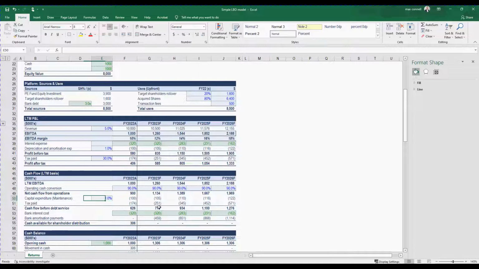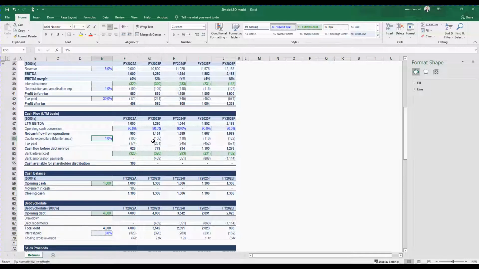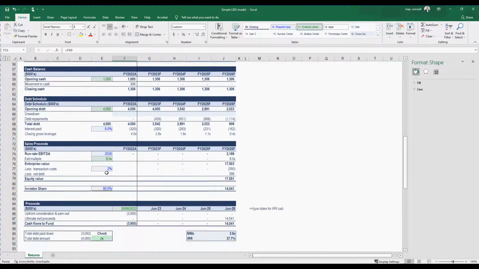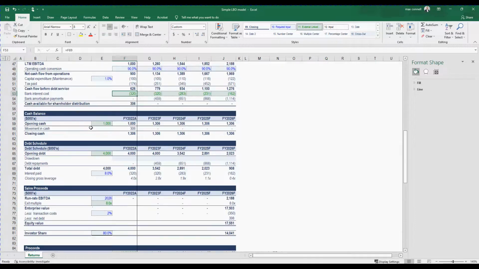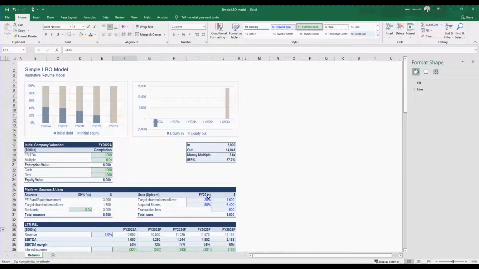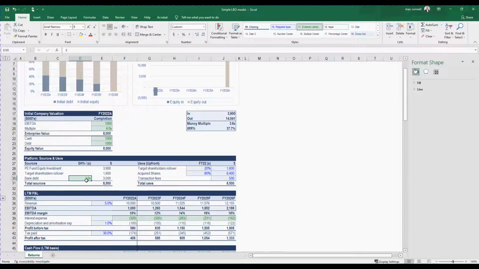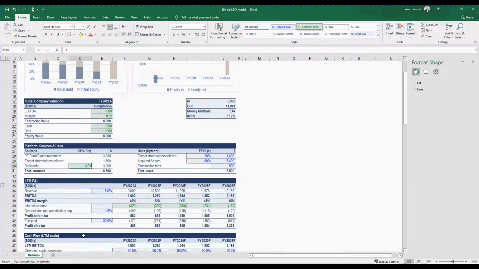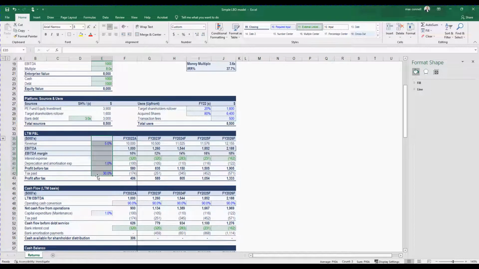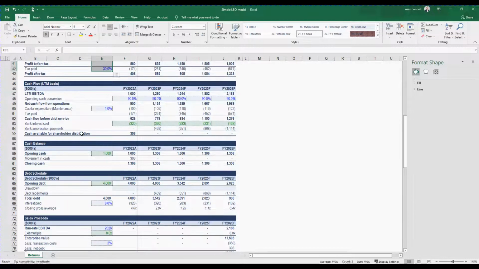CapEx, maintenance is also factored in here. Again, really depends on the business. Tax paid flows through, bank interest cost flows through, etc. So really those are kind of the key drivers of value. So it's really how much you're paying for the business up front, how much debt you're putting on the balance sheet of the business, what are your organic growth assumptions essentially.